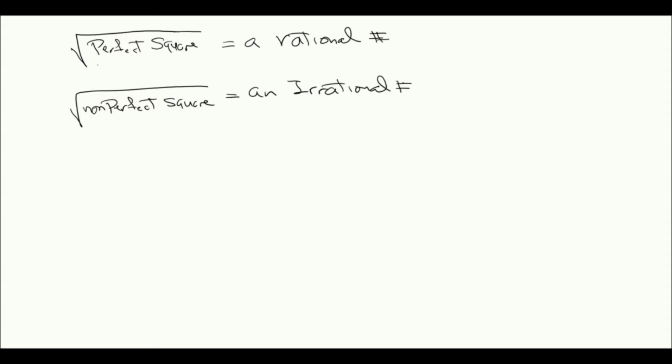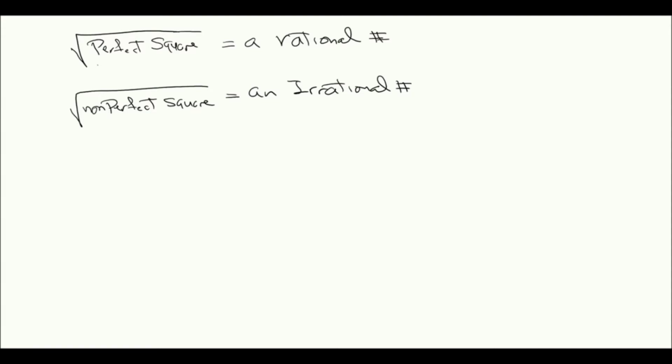In fact, this is the easiest way to generate as many irrational numbers as you want, because all you have to do is take a square root and put a non-perfect square inside it, and you have yourself an irrational number.